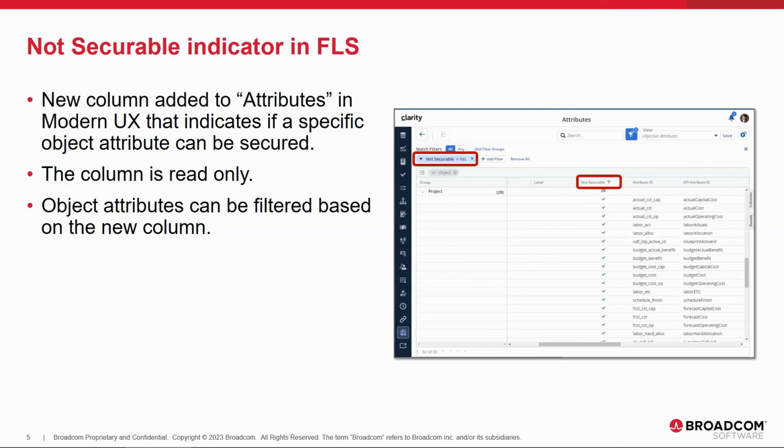So first let's talk about the new flag that is available in the field level security. In the attribute section of the modern UX administration, we now have a new column called not securable. This is a read-only column which is set by the system, and it will be checked if a specific attribute of an object cannot be field level secured. The user cannot make changes to it, but it's a good visual indicator for an administrator to know which attributes they can secure and which ones they cannot.